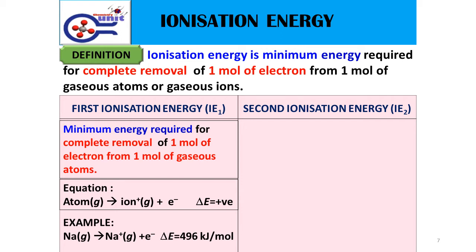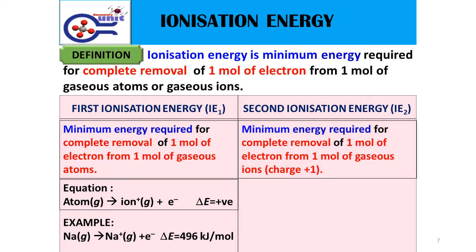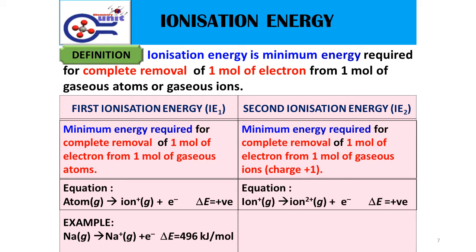Second ionization energy, IE2, is the minimum energy required for complete removal of 1 mol of electrons from 1 mol of gaseous ions with charge positive 1. Equation: ion with positive 1 forms ion with positive 2 by releasing an electron, with a positive value of ionization energy. Example: sodium ion with positive 1 forms sodium ion with positive 2 by releasing an electron with 4,560 kJ per mol.